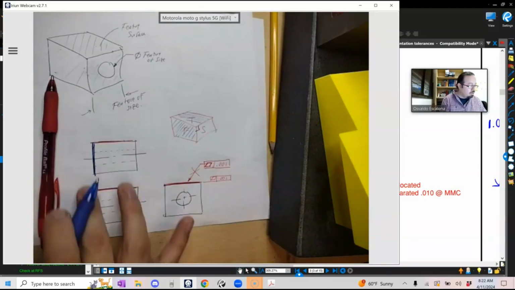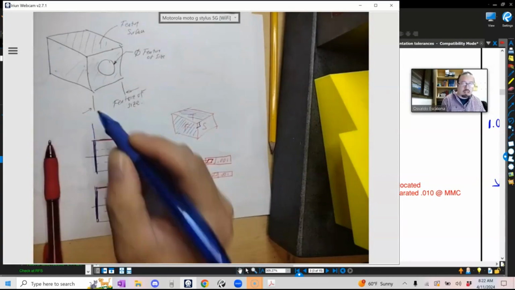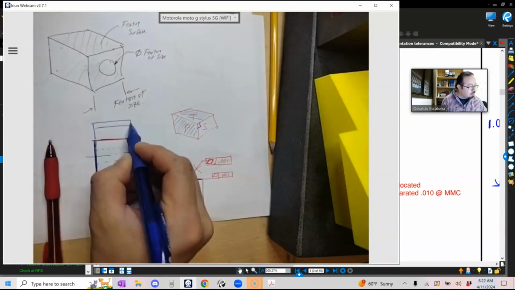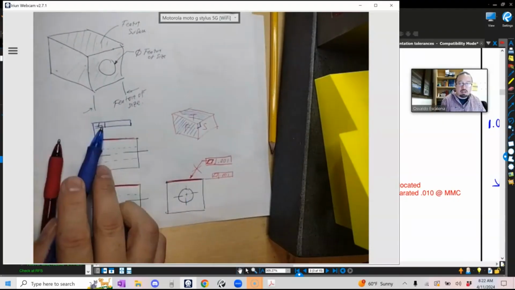Well, I can do it on each of these sides. Again, I can put a line here, an extension. I can make a feature control frame. I want to make it perpendicular to, and I have to tell it perpendicular to what.